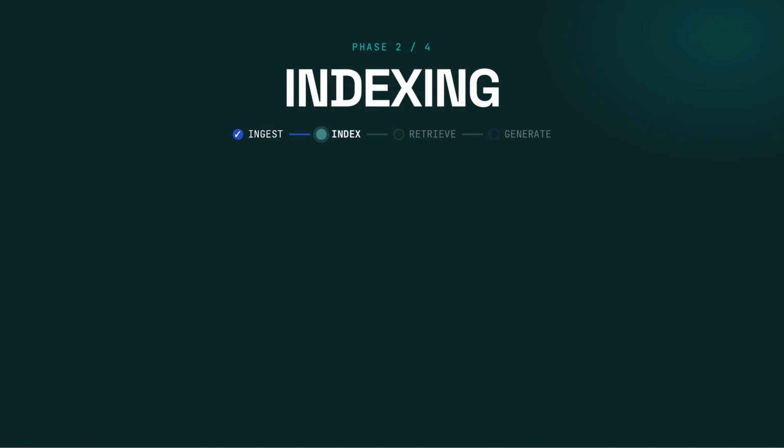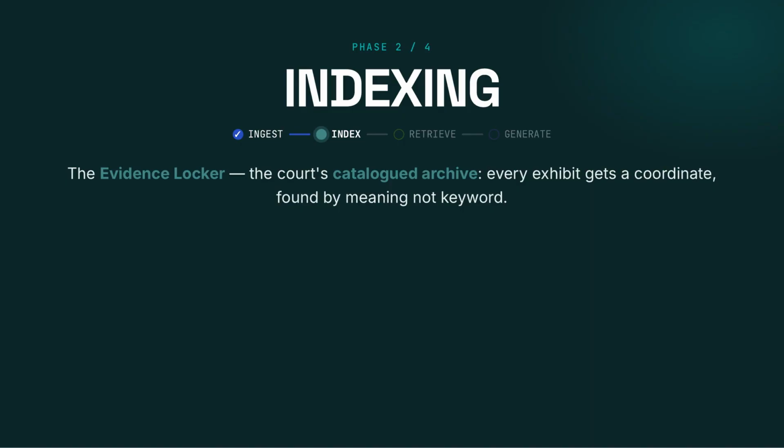Phase 2. Indexing. This is where the pipeline stops being about documents and starts being about math. Meet the evidence locker, the teal team. Indexing. Think of it as the court's cataloged archive. Every chunk gets a coordinate so you can find it later by meaning, not by keyword. The catalog is what makes a million chunks searchable in milliseconds. Two steps here: embed, then store. Once they're done, knowledge just sits ready, waiting to be asked.